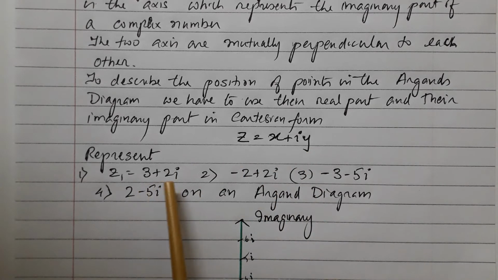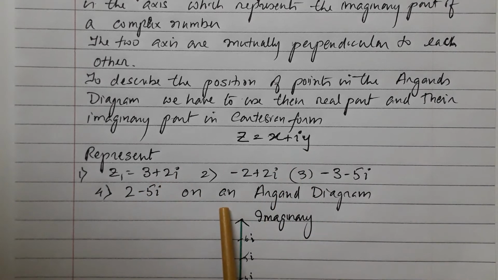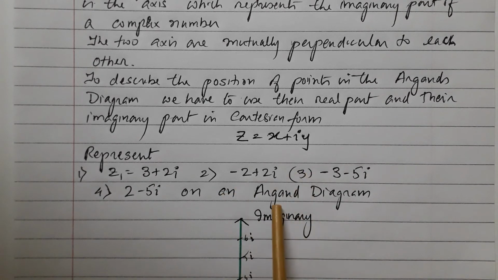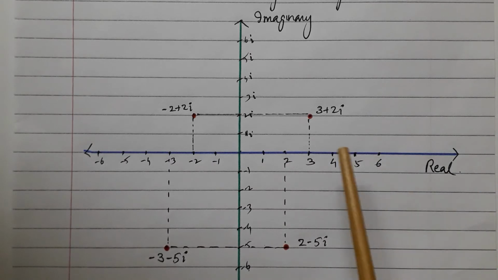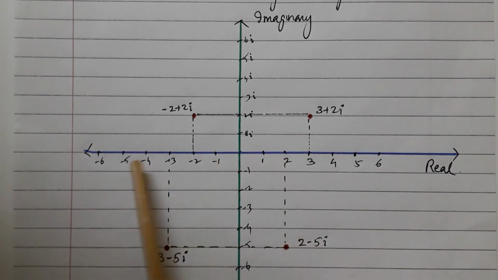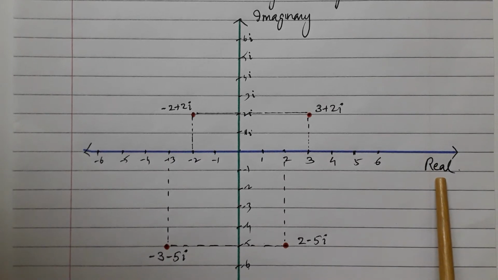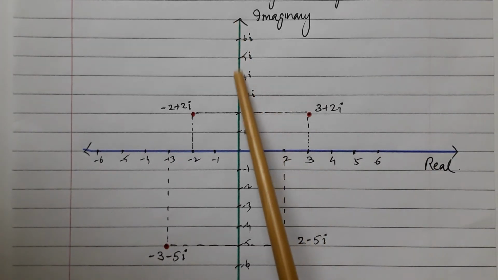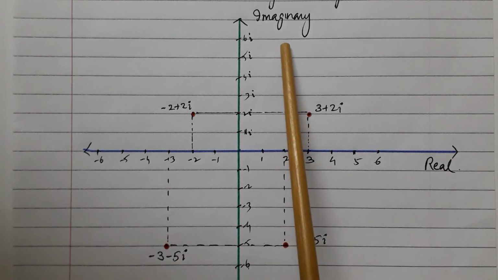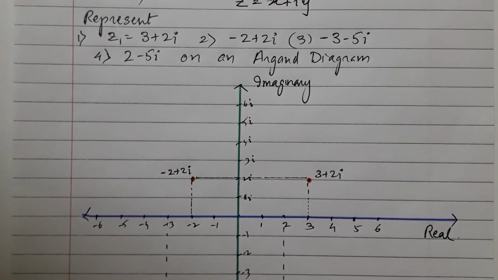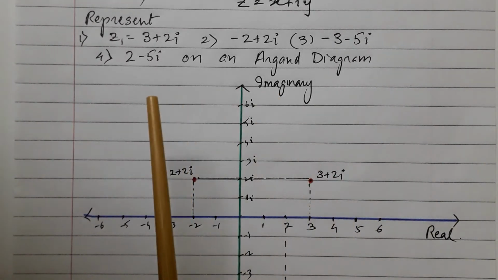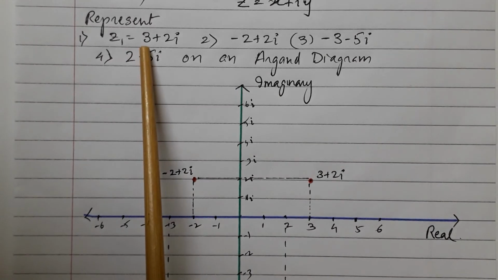Now let us see some examples of complex numbers and how we can plot them on an Argand diagram. Now this is an Argand diagram. The horizontal axis represents the real part of the complex number and the vertical axis represents the imaginary part of the complex number. Now, let us see the first example.